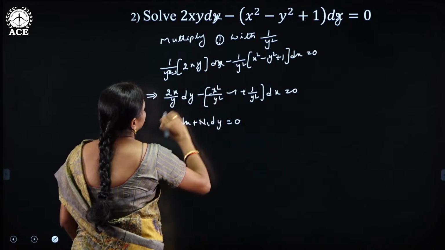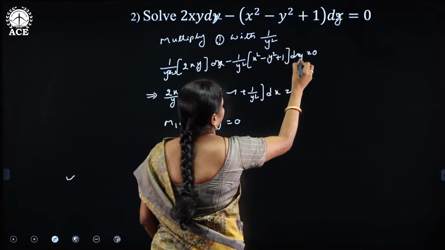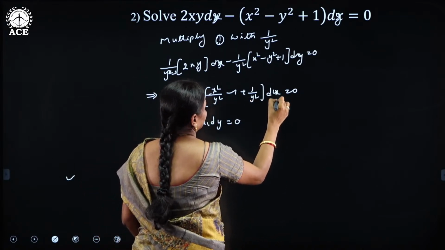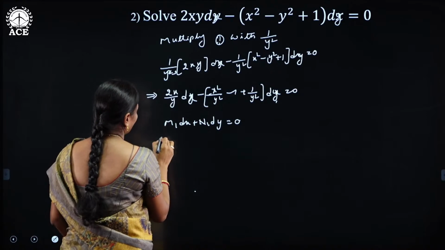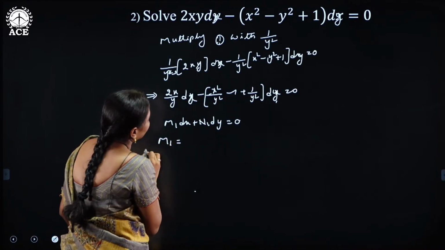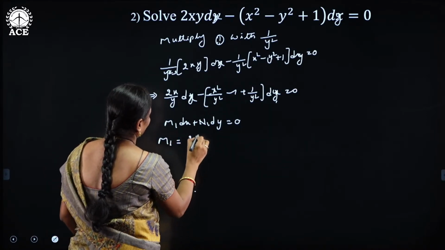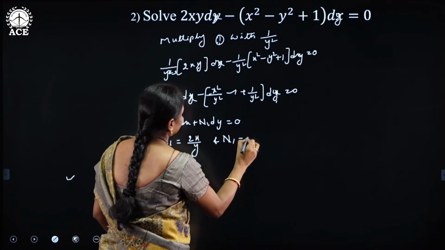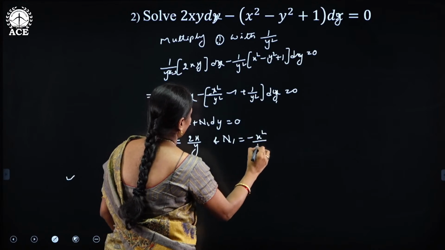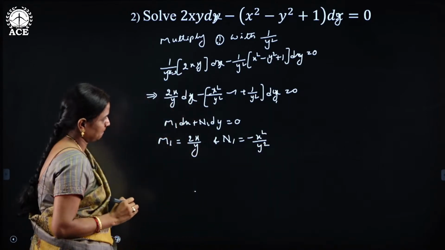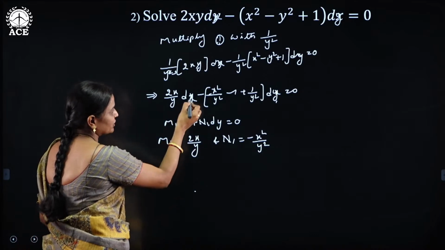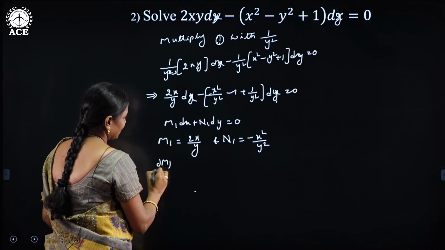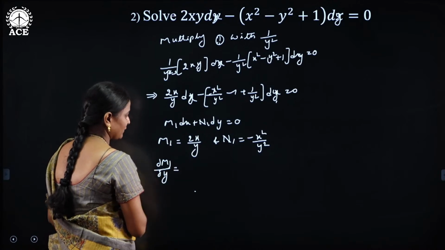Sorry, this is dx, dy. Here m1 is equal to 2x by y and n1 is equal to minus x square by y square. So next, to check whether this new differential equation is exact or not, partially differentiate m1 with respect to y.